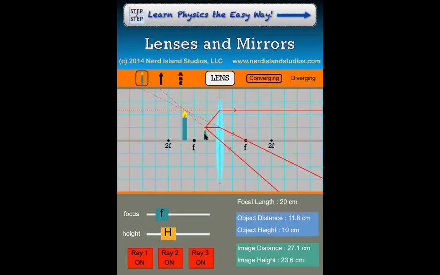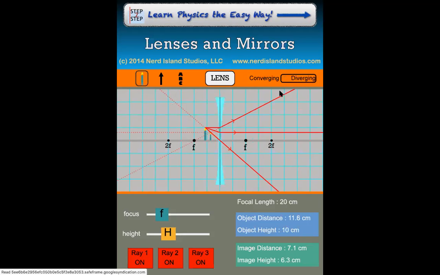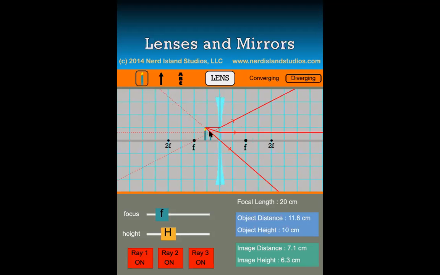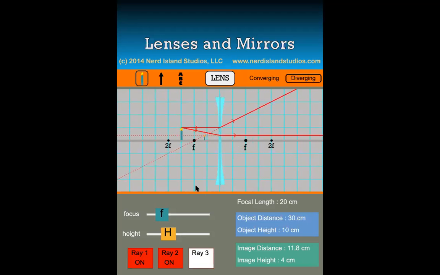Okay? Since we're here, let's just deal with diverging lenses right on the spot instead of going back to the slides. Right, diverging lens, you can see the curve is inwards like a concave lens. And they always give us, I'm going to turn ray 3 off, they always give us virtual images that are smaller.